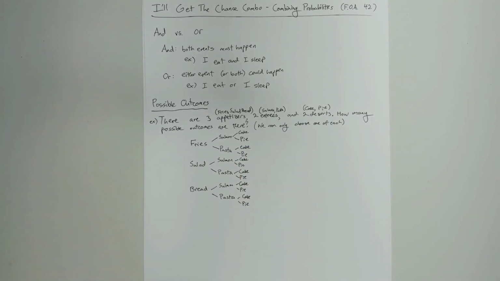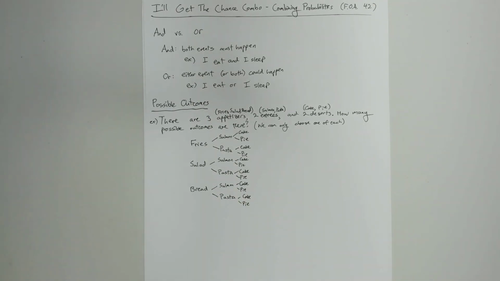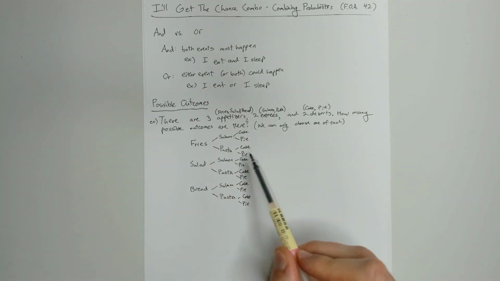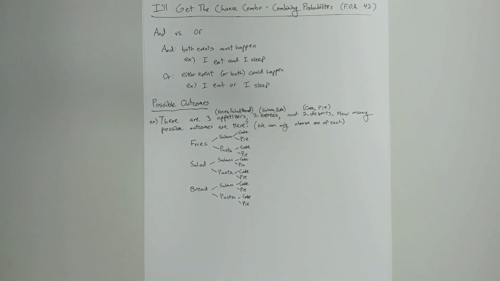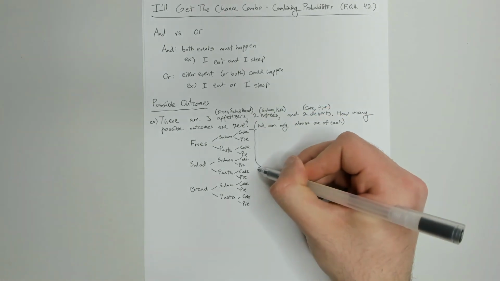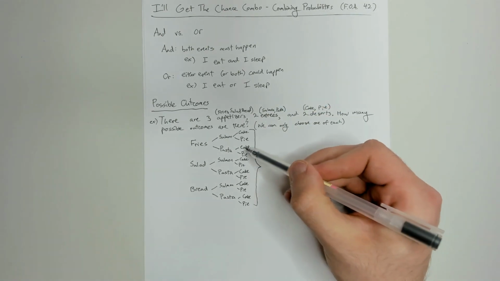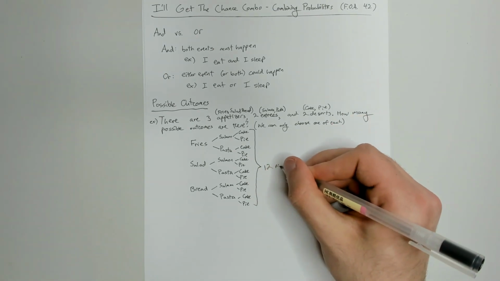So each one of these paths represents a different possible route I could take from one of my choices, right? I could choose salad, then pasta, then cake. Or I could choose bread, then salmon, then pie, right? So each one of these routes is one of my different possibilities, and these are all of the different possible meals I could have. And how many meals do we have in total? Well, if we count, we have 1, 2, 3, 4, 5, 6, 7, 8, 9, 10, 11, 12 different meals.